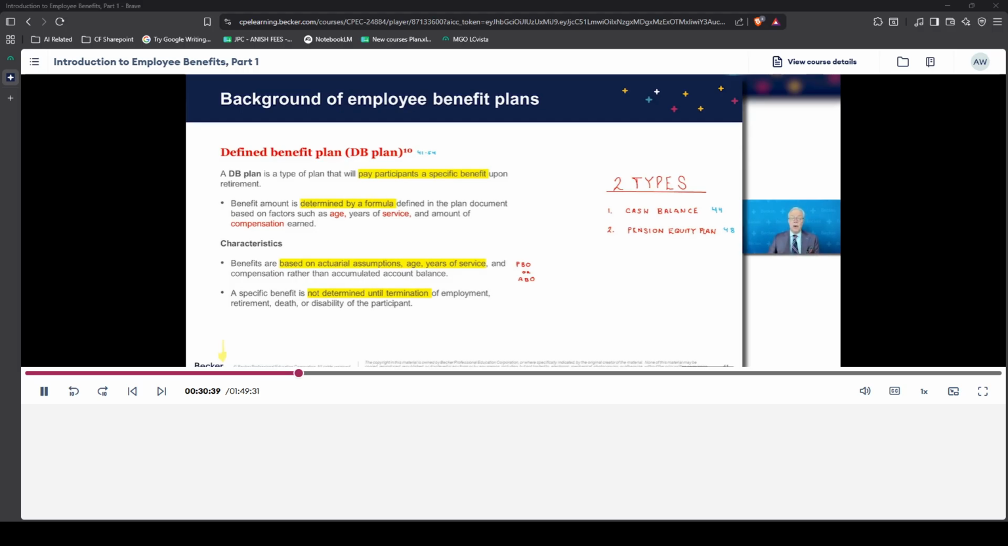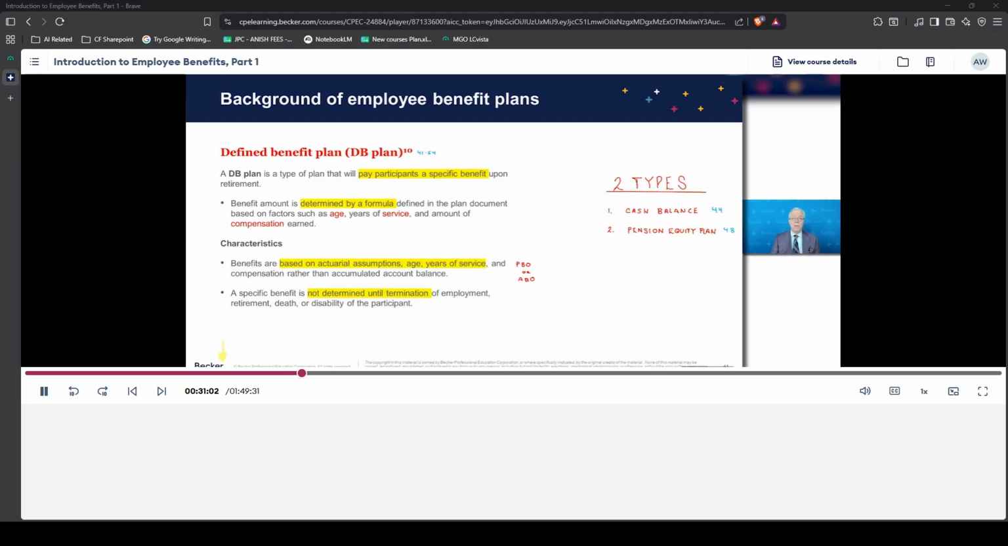So how many years are we going to be on the hook to pay them? All of that is going to require actuarial assumptions. So the defined benefit plan is the type of plan that will pay participants a specified amount upon retirement for the rest of their life. The benefit amount is determined by a formula, and it's based on age, years of service, and your compensation level.